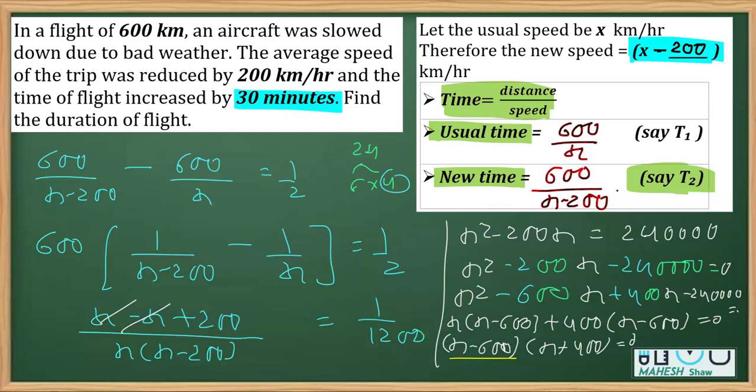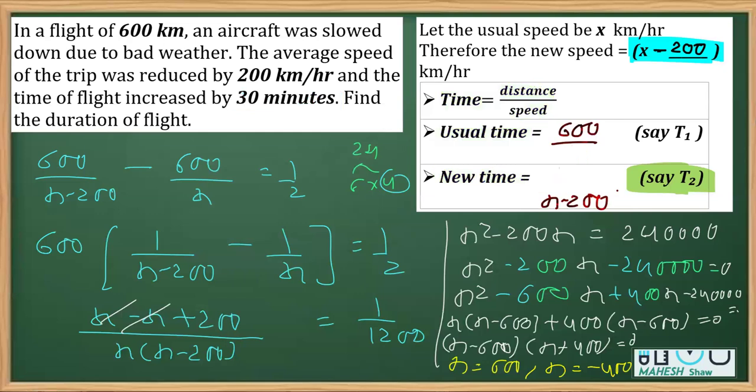Now, equating this with 0, I'm getting x is equal to positive 600, and equating this with 0, I'm getting minus 400. As you know that the speed cannot be negative. So what we can figure out is that the usual speed is 600 kilometer per hour. But then we actually had to find the duration of the flight. That means you have to find the time.